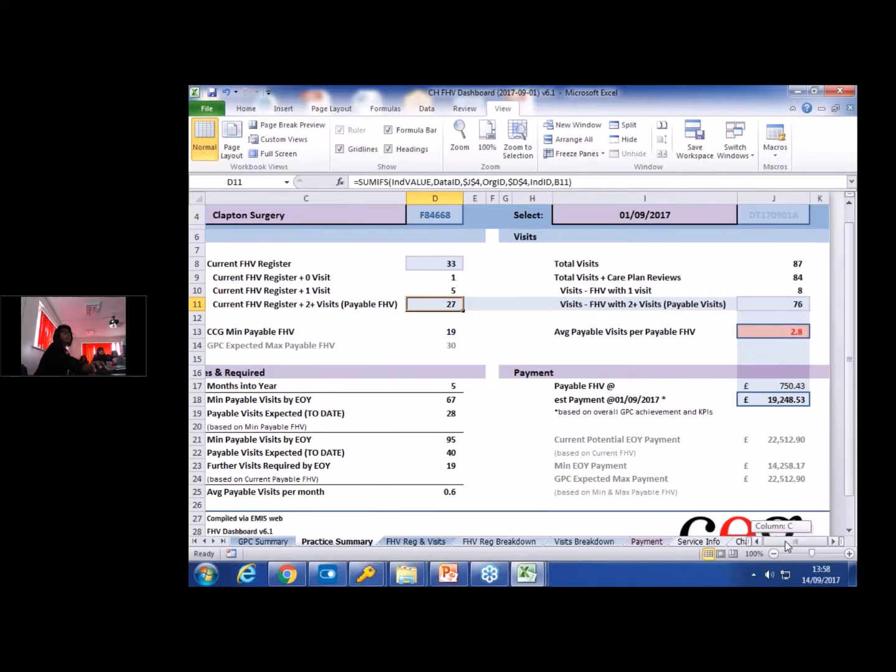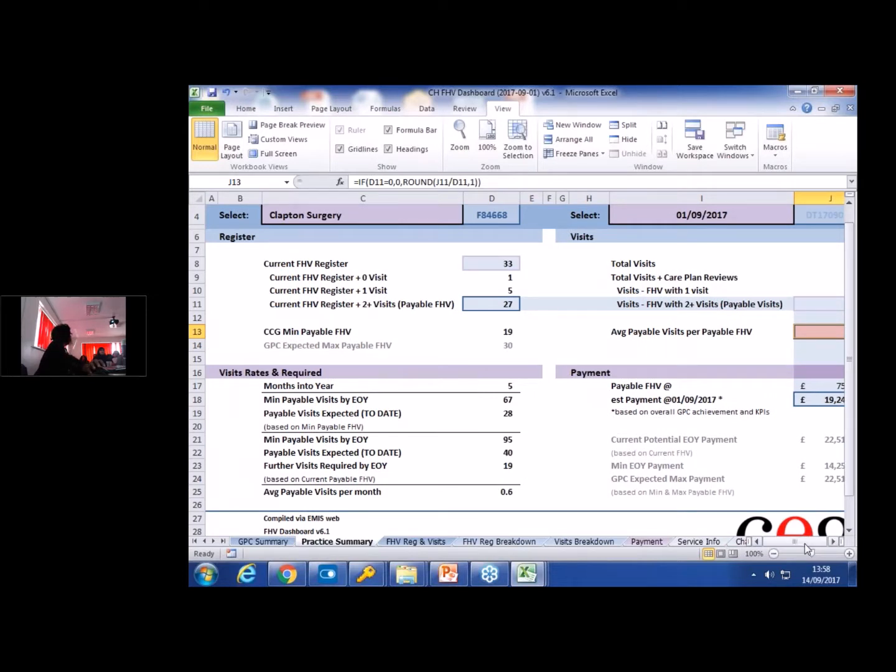On the right-hand side, you can see the actual number of visits. This practice has 76 2+ visits. These two numbers are used to calculate your average payable visits per payable Frail Home Visit, which is 2.8 for this practice, but you have to achieve 3.5 to get paid without penalty. The GPC confederation has to achieve 3.5, otherwise that's a penalty. Is that clear? Mm-hmm. Okay.